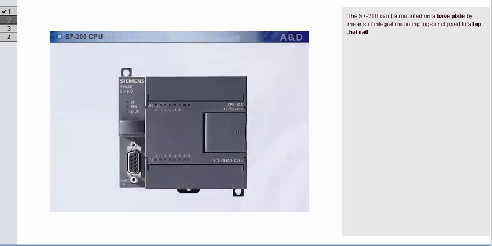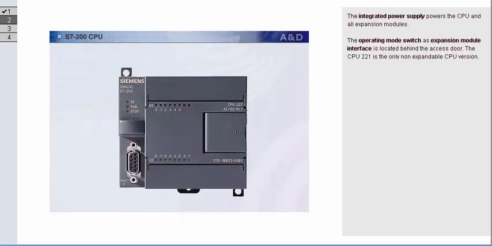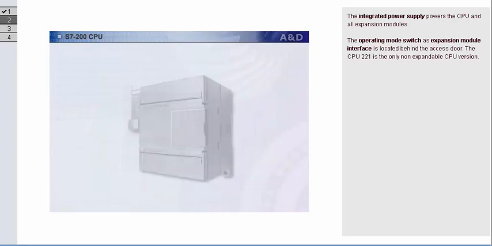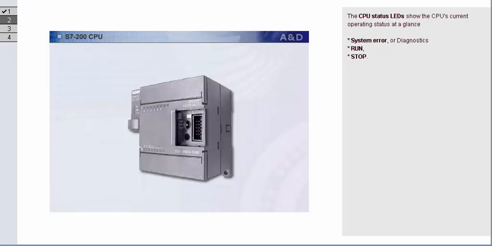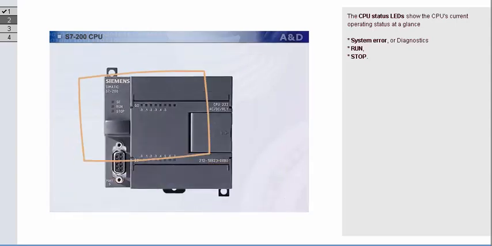The S7200 can be mounted on a base plate by means of integral mounting lugs or clipped to a top hat rail. The integrated power supply powers the CPU and all expansion modules. The operating mode switch as expansion module interface is located behind the access door. The CPU 221 is the only non-expandable CPU version. The CPU status LEDs show the CPU's current operating status at a glance: system error or diagnostics, run, stop.